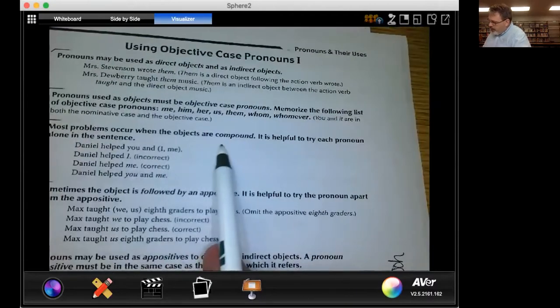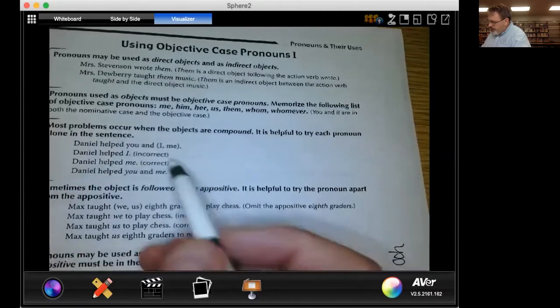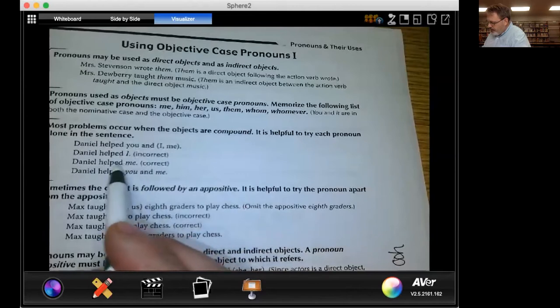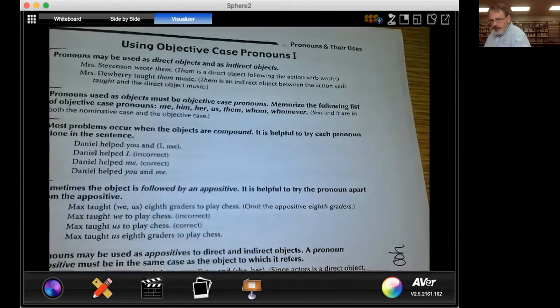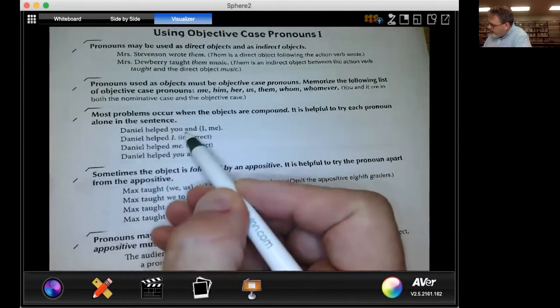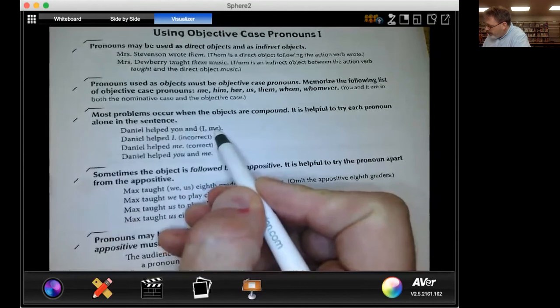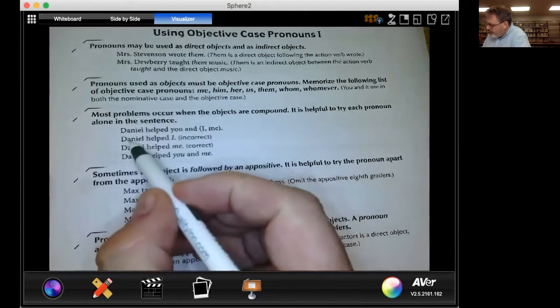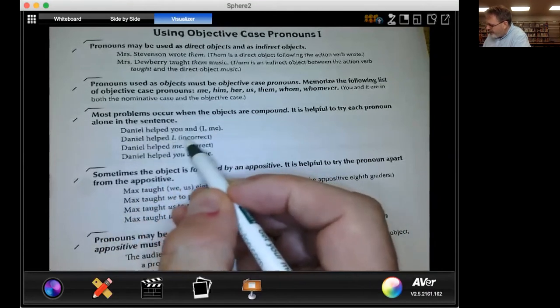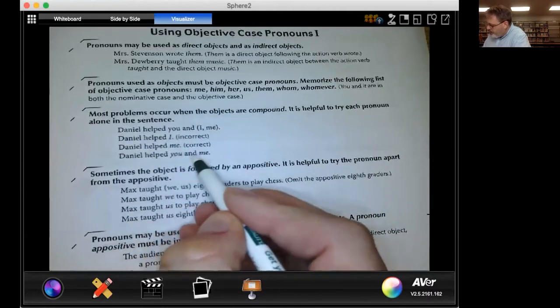Most problems occur when objects are compound. It's helpful to try each pronoun alone in the sentence. Some of you used these. This right here is an example of what to do down below, and that's not what they're trying to do. They're showing you that if the sentence has a compound direct object, Daniel helped you and me, then you try it separately. Daniel helped I. No, that's not right. Daniel helped me. That's correct. So Daniel helped you and me is correct.